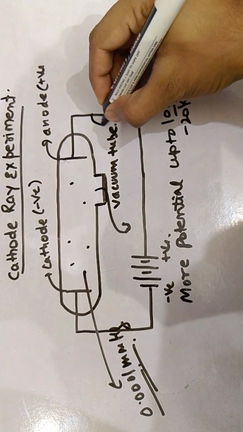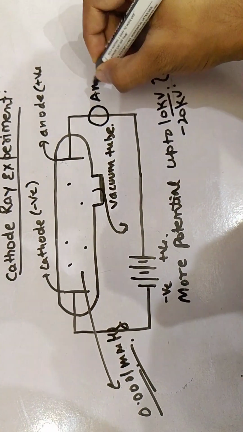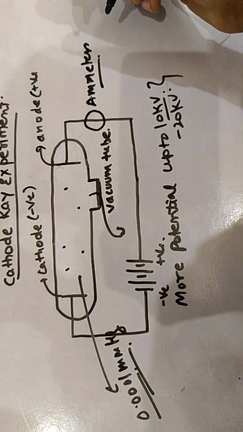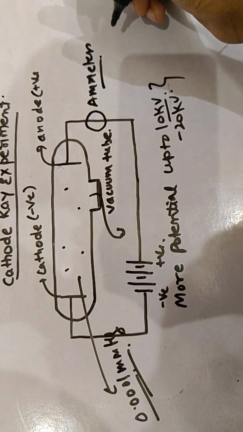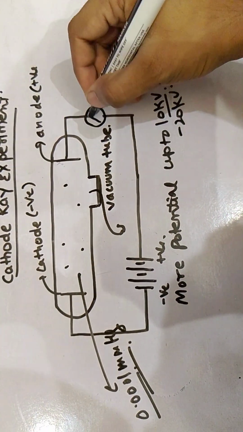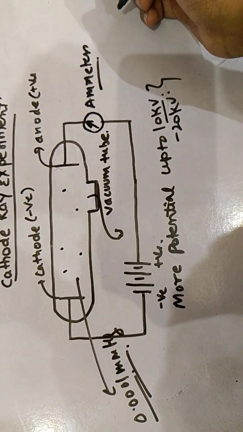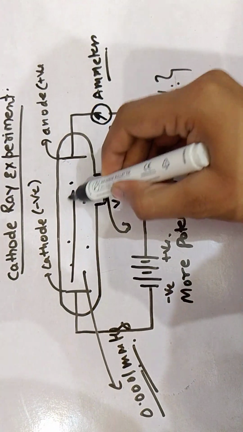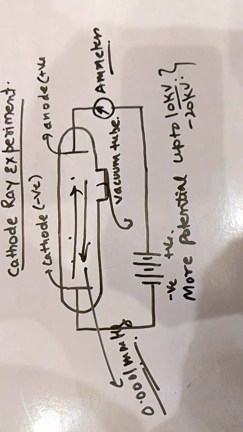If you add an ammeter here, it will show a deflection. This proves that there is a supply of electricity. So either it may be from this side to this side, or from this side to this side.